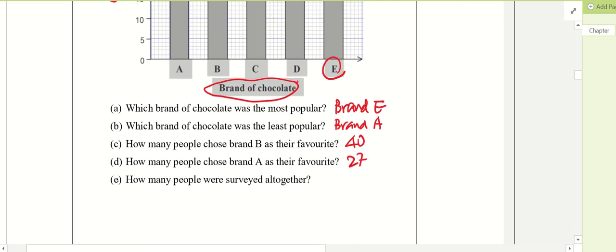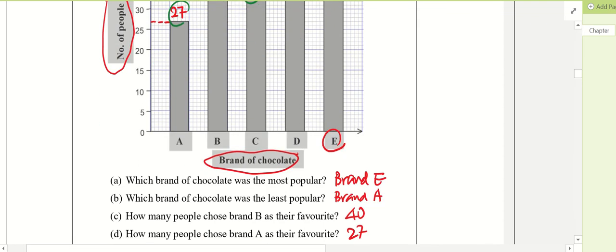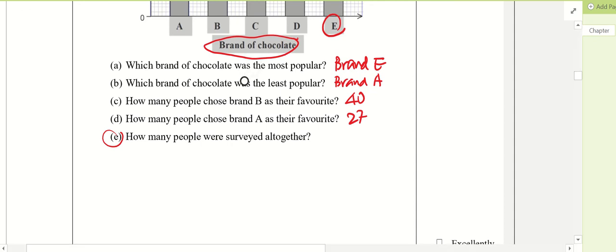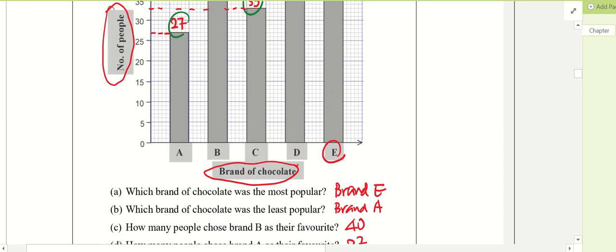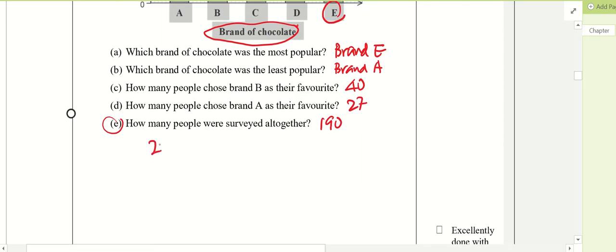Now, how many people were surveyed altogether? How do I tell from this graph over here? Well, very clear. You just need to add up all the numbers over here. That will tell me how many people were surveyed. Alright, so I'm just going to quickly do some mental sum. Answer, 190. So total 190. You know what? You can actually write down the working: 27 plus 40 plus 33 plus 40 plus 50. Yeah, that will give you 190.